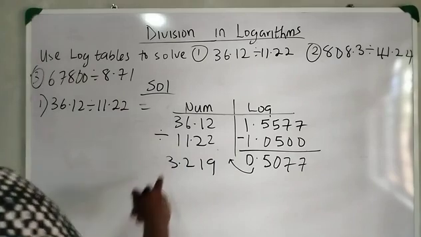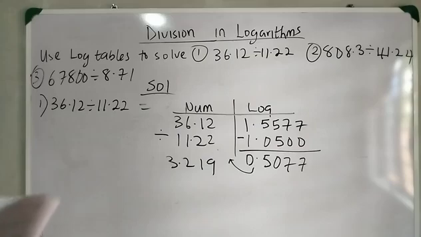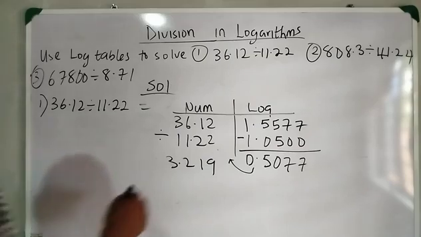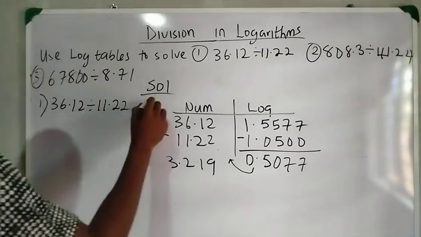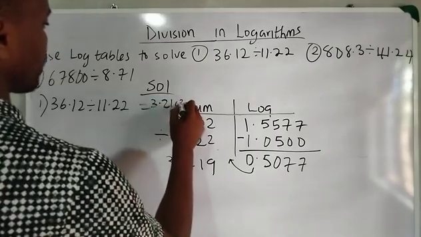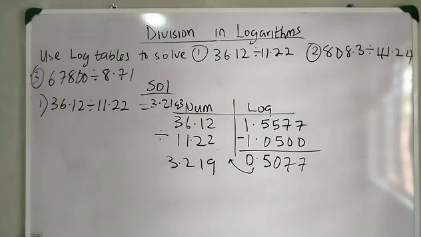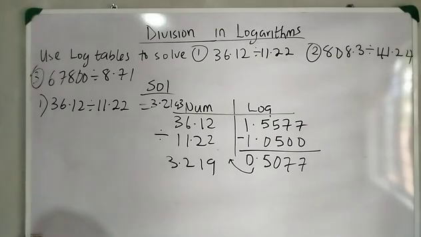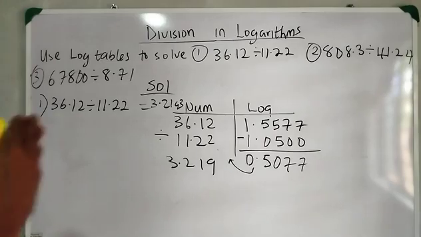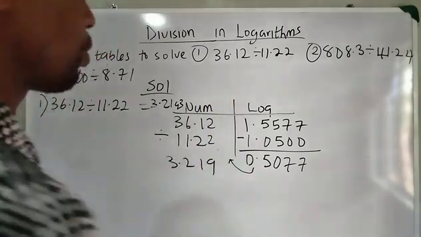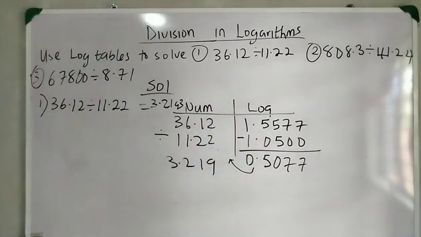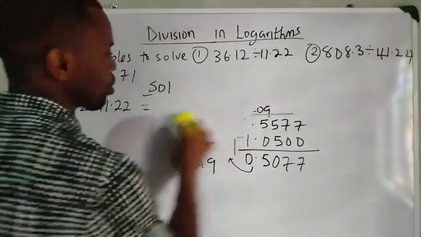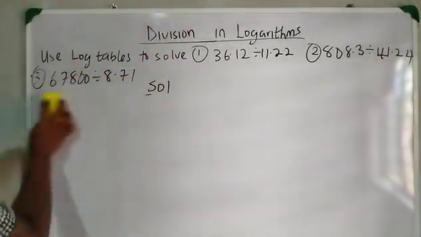So our final answer is 3.219. And if you actually press your calculator, you are going to get 3.2193. That tells you that what we are doing using our logarithm and anti-logarithm tables is correct. So you see, it's just a case of knowing how to use your logarithm tables very well. If you know how to use your logarithm tables and your anti-logarithm tables, and you don't mix them up, you are good to go. That is basically what this part of logarithms involves.